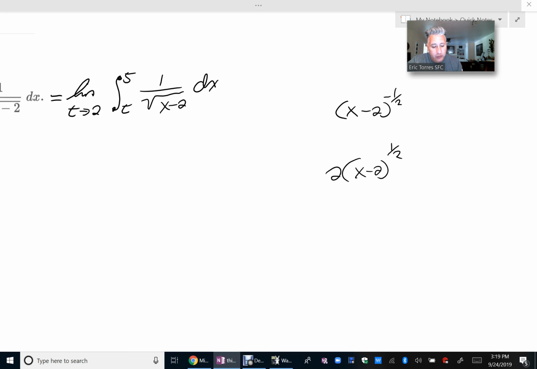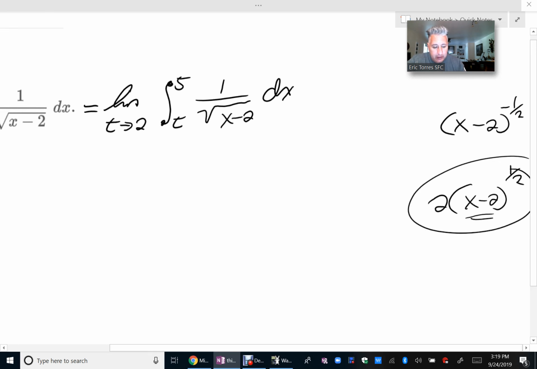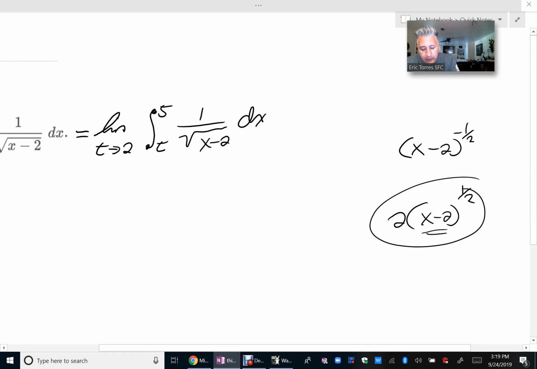Notice that you don't have to worry about the inside, because if I take the derivative of this using the chain rule, I end up with what I originally started off with, because when I take the derivative of the inside, it's 1, so no worries there. Okay, that's important. So there we go. Now I have the limit as t approaches 2 of 2 square root of x minus 2 from t to 5.